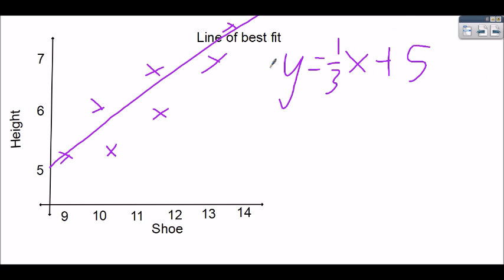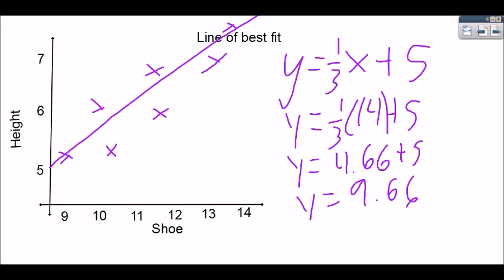Now that I have this line, I could predict something with Simon with a size 14 shoe. And I can predict how tall they are. So this says that if someone is wearing a size 14 shoe, they are most likely like 9 feet and almost 10 feet tall, which is way up here, which is pretty close to what our data says.